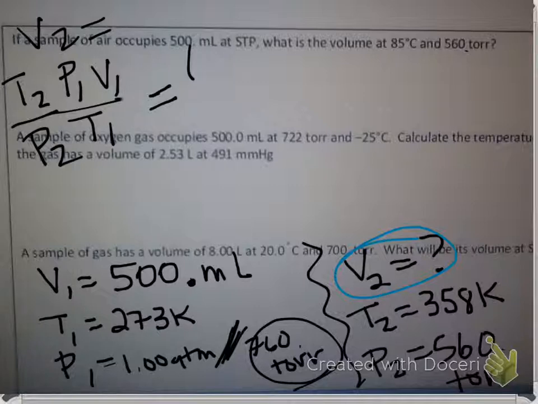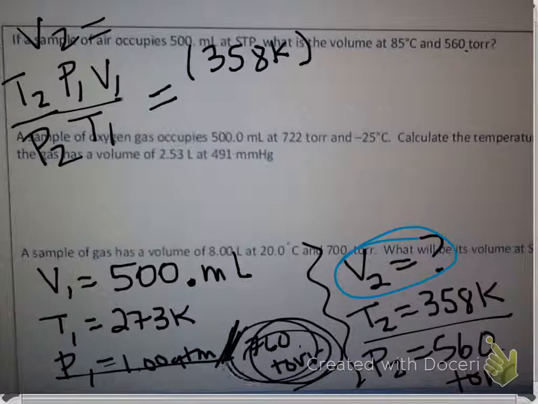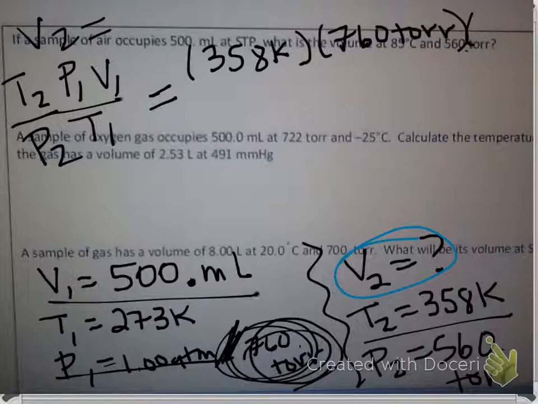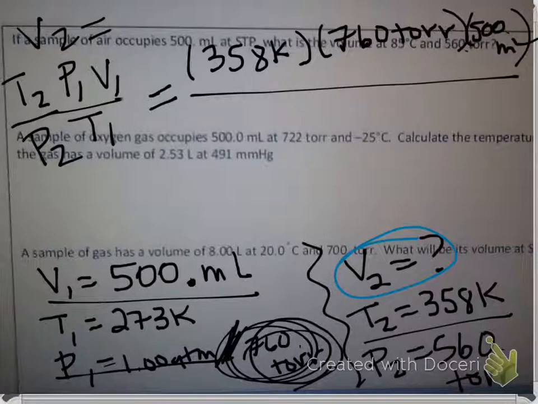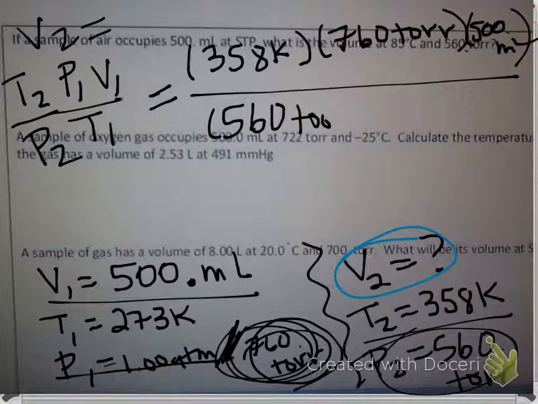Okay, what's temperature 2? We're just going to substitute in now. It's 358 Kelvin. What's P1? 1 atmosphere or 760 torr. And what's volume 1? Volume 1 was 500 milliliters, divided by P2 times T1. So P2 was 560 torr. And what was T1? T1 is 273 Kelvin, standard temperature.